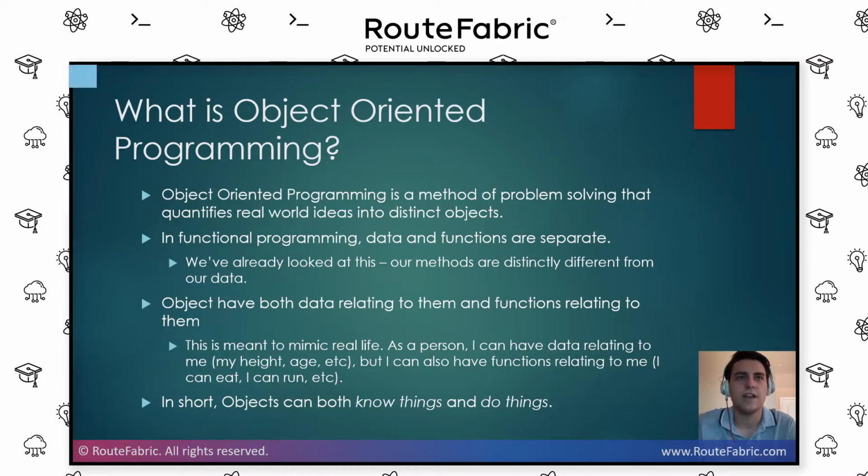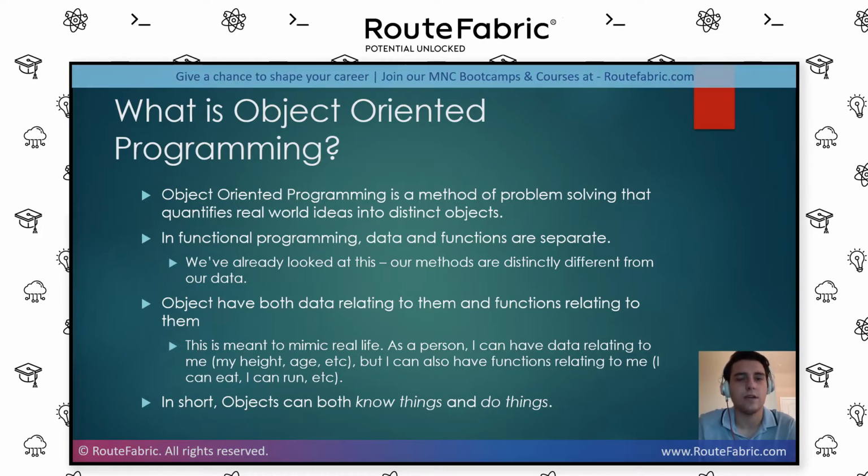All right, so first we have to answer what is object-oriented programming. Really, object-oriented programming is a method of problem solving that quantifies real-world ideas into distinct objects. So when we're trying to solve a problem with our programming, when we do object-oriented programming, we want to try to split that problem up into tangible objects that we'll encounter. For example, if we have a hotel, you could have a room object, a patron object, a front desk object, that kind of thing.